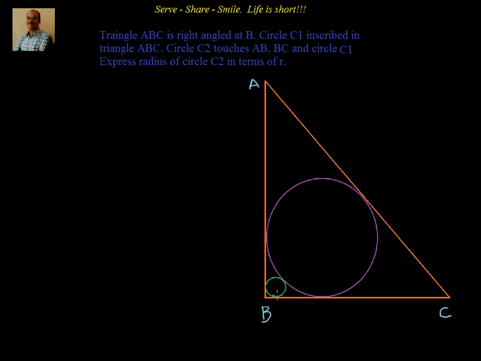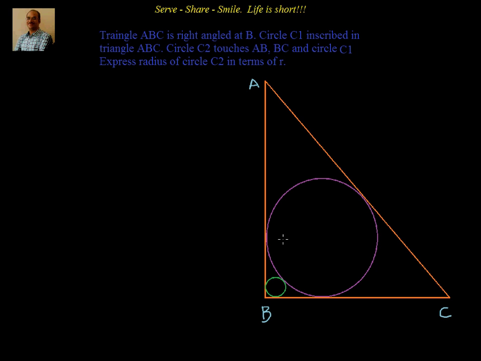Triangle ABC is right angled at B. Circle C1 is inscribed in triangle ABC. Then circle C2 touches AB, BC and also circle C1. So we have to express the radius of circle C2 in terms of R. To move forward, we will leverage that the inradius, or the incenter of a circle, is equidistant from all the sides of a right angle triangle, and we know that AB and BC are tangents to the circle C1, so we should have 90 degrees wherever the point of contact is. So by that we can locate where the center is.